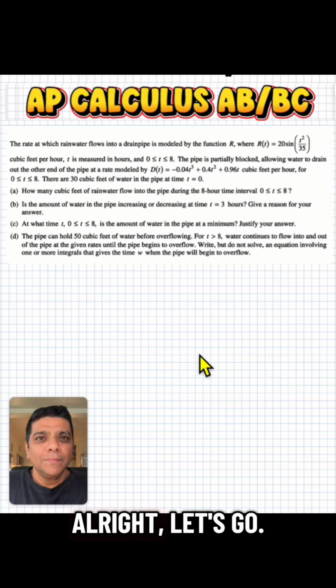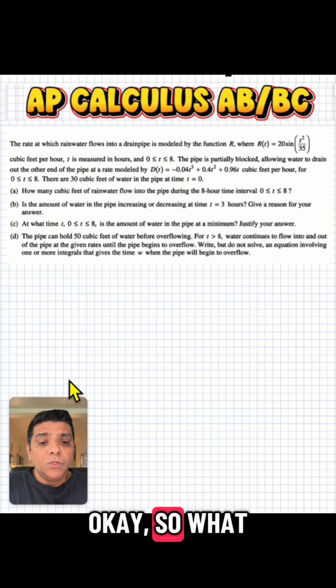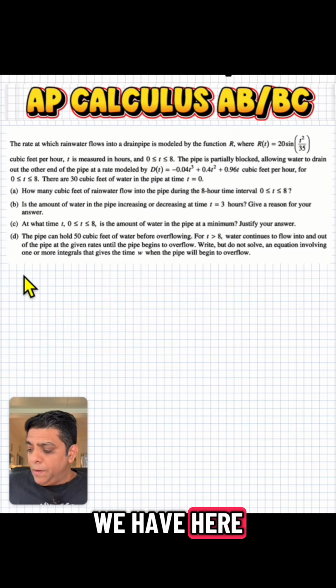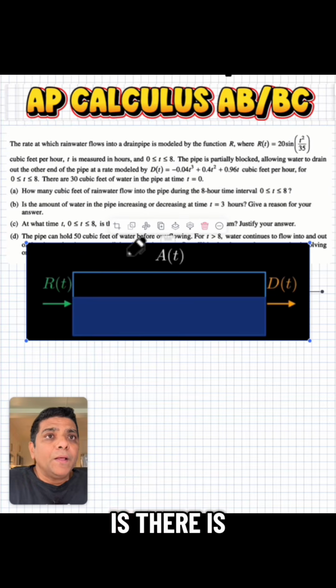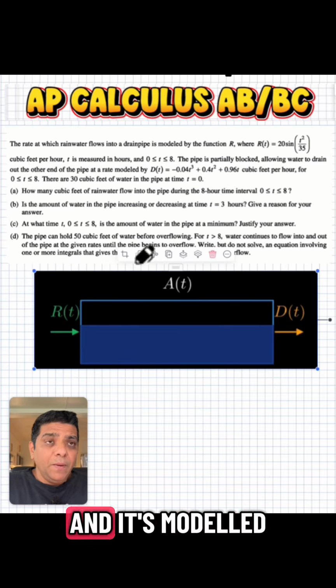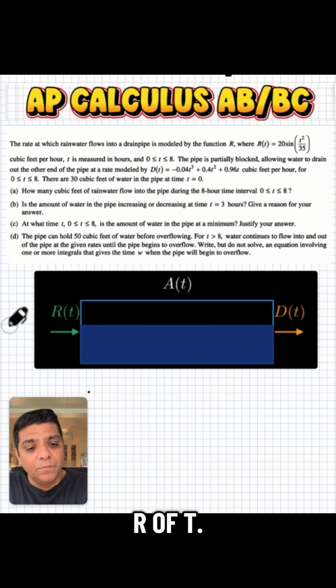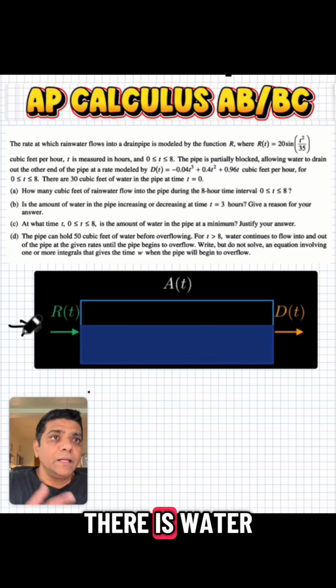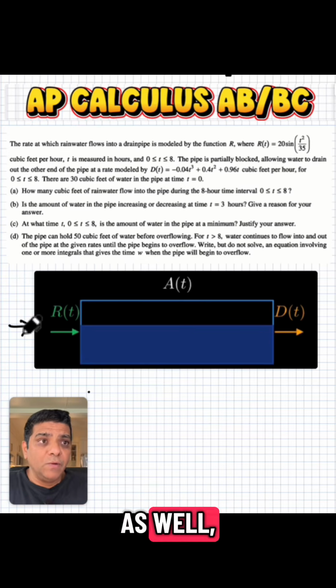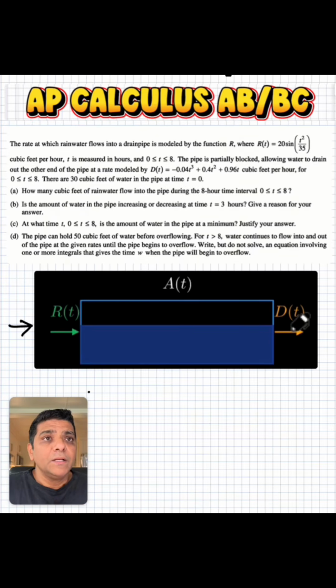All right, let's go. So what we have here is rainwater flowing into a drain pipe, and it's modeled by the function R. So the flow in is basically R of t, and then there is water that's flowing out as well, which is given by this function D of t.